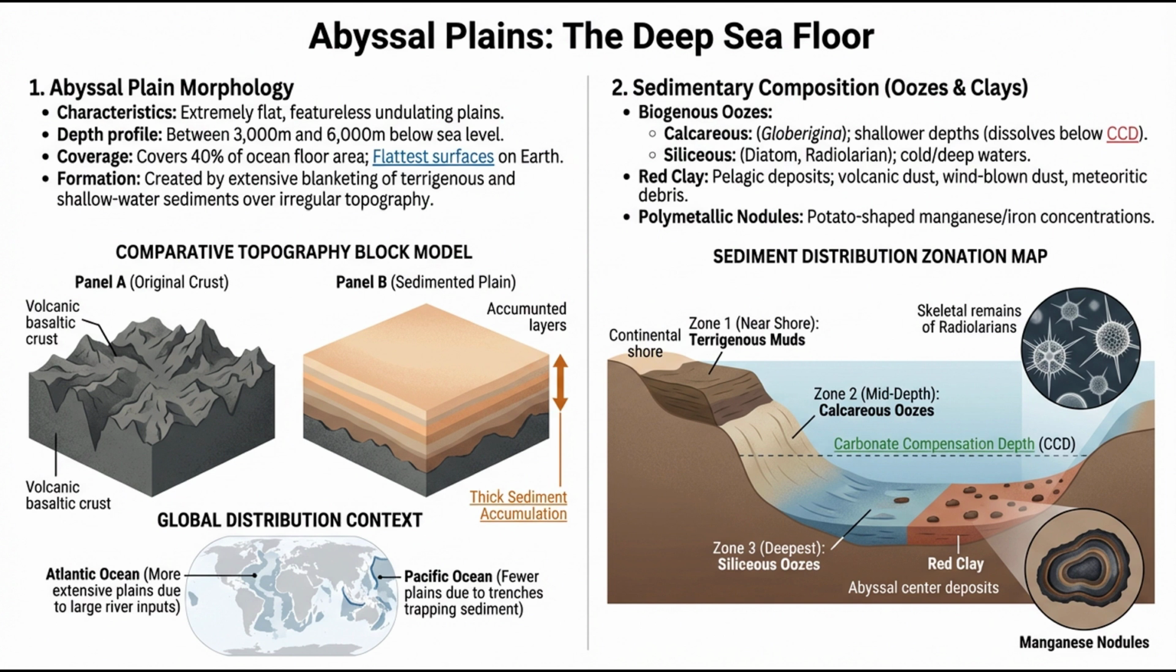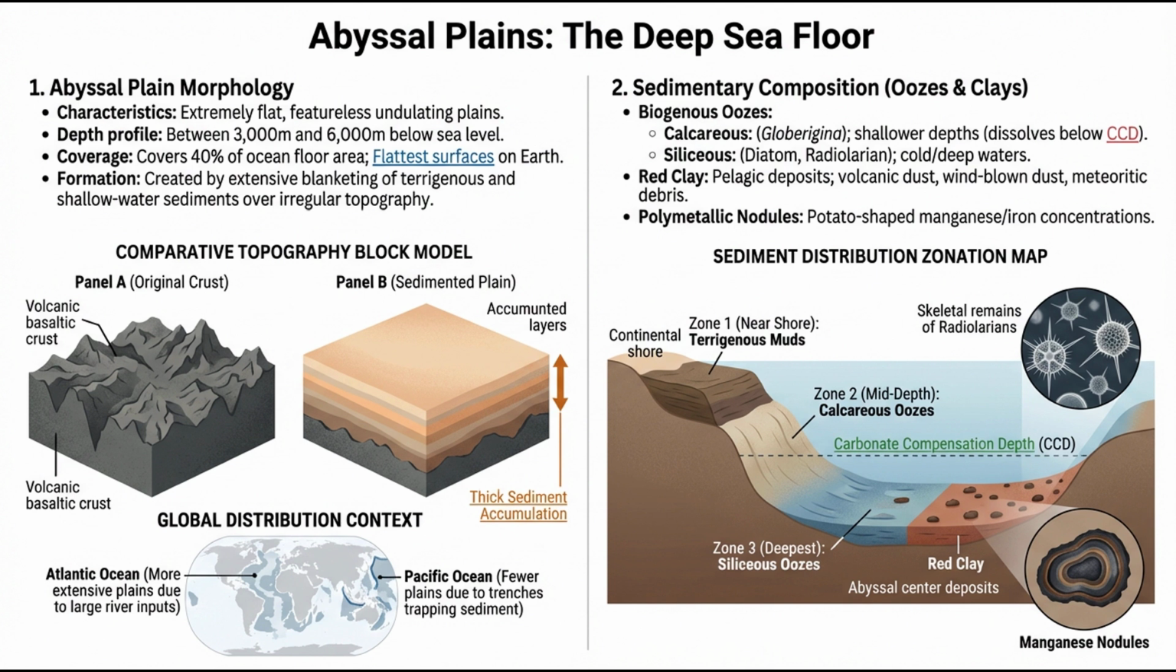Red clay is a pelagic deposit, very fine dust from volcanoes, windblown sand from deserts, and even meteorite dust from space. Since it accumulates incredibly slowly, it dominates areas where no other sediment reaches, like the vast Central Pacific.